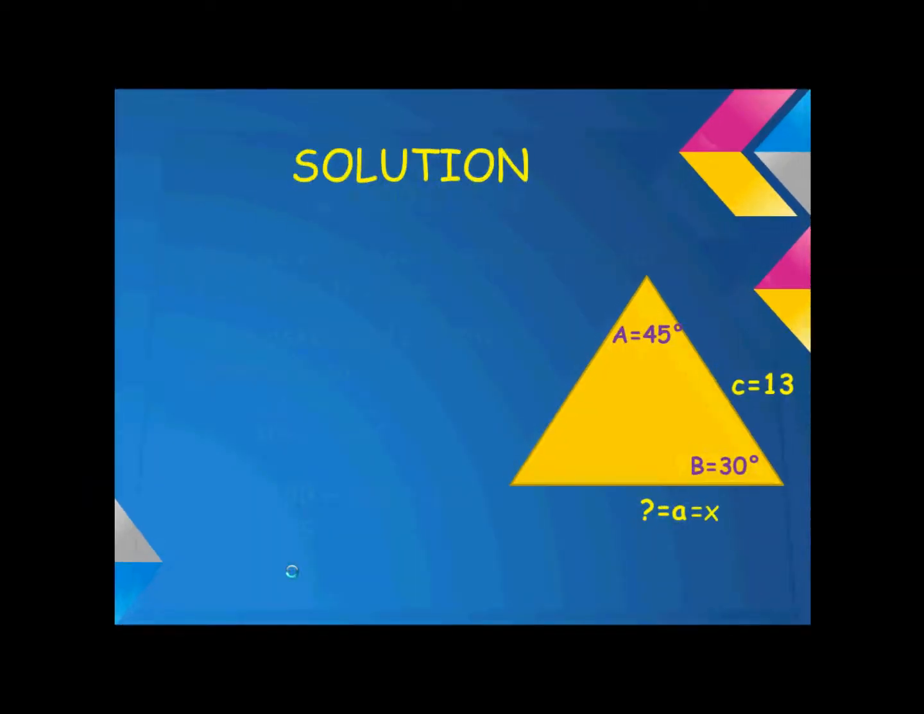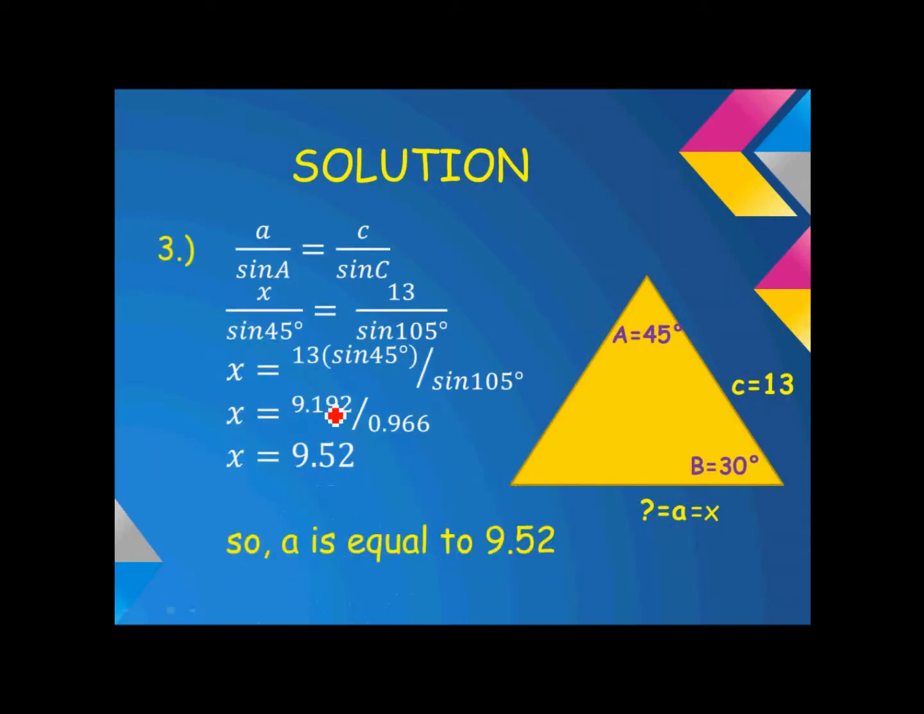So continuing, x over sine 45 degrees is equal to 13 over sine 105 degrees. So x is equal to 13 times sine 45 degrees over sine 105 degrees. Then x is equal to 9.192 over 0.966. And x is equal to 9.52. So, side A is equal to 9.52.